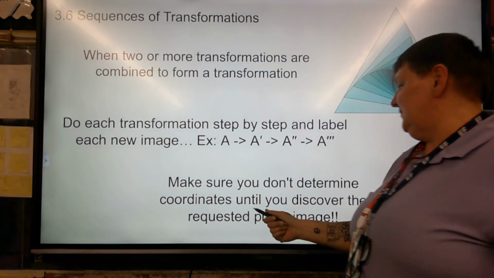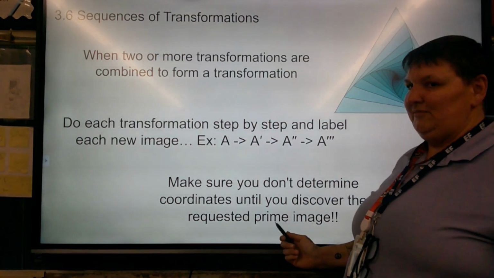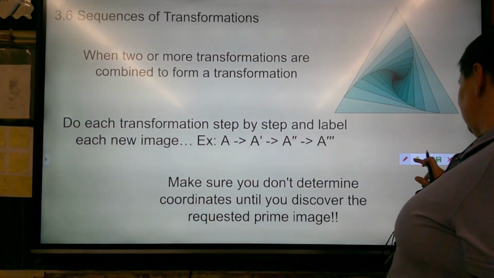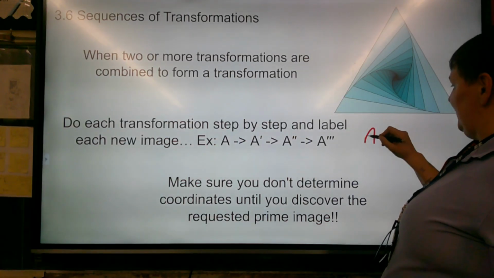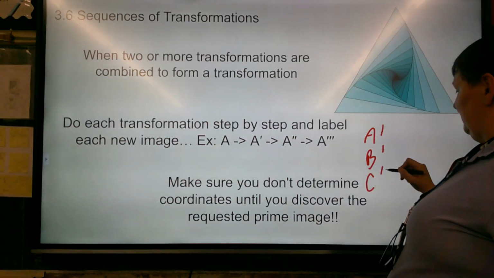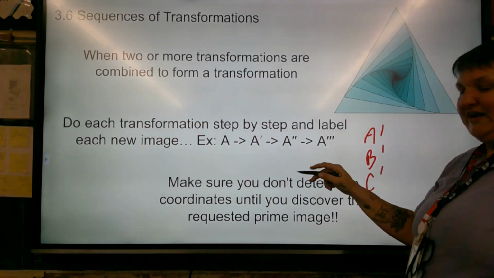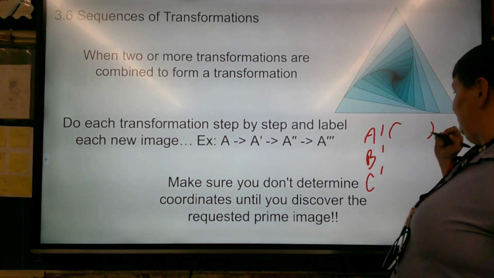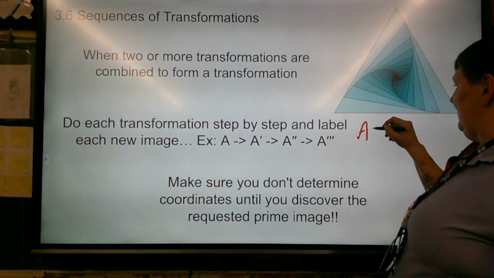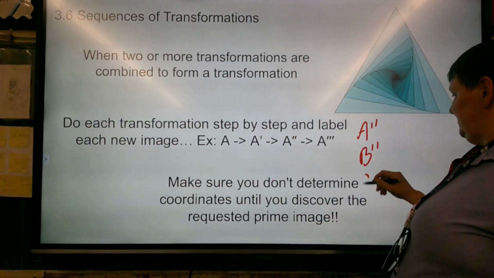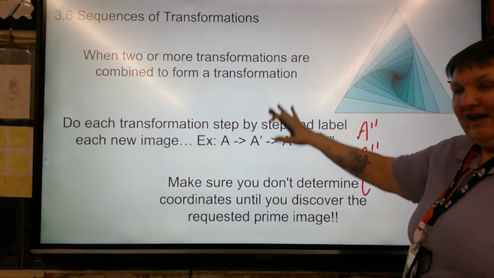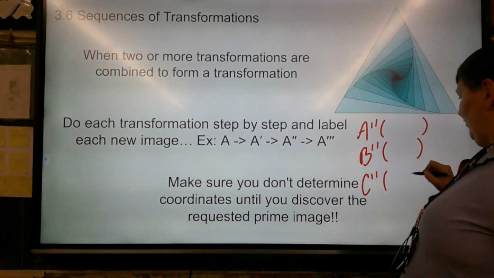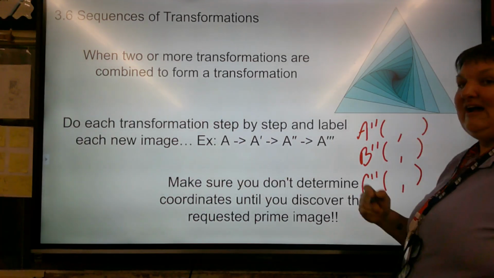And make sure you don't determine coordinates until you discover the requested prime image. So if the paper, the assignment, the project requests A prime, B prime, C prime, you still have to go through all the transformations, but you only have to give the coordinates for the first transformation. But if it requests A prime prime, B prime prime, C prime prime, again, you still have to go through all the transformations, but you only have to give the coordinates for the prime it actually asks for.